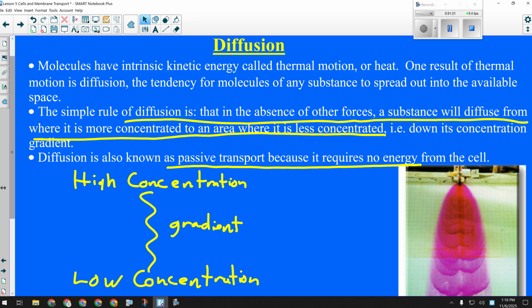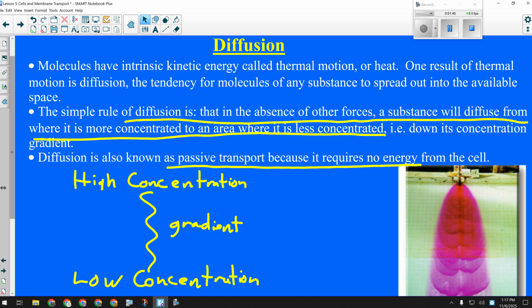So that's how diffusion works. It naturally moves from high concentration to low concentration. But as it does that, it spreads out. So if I'm using diffusion to move something from an area where it's being produced to an area where it's needed, how much of it's going to get there?